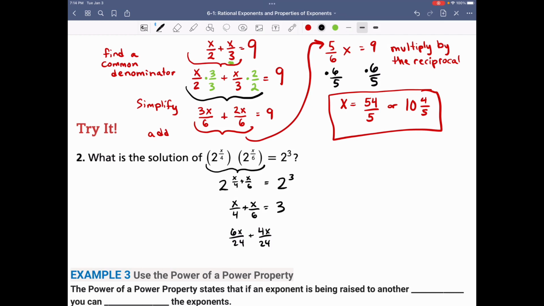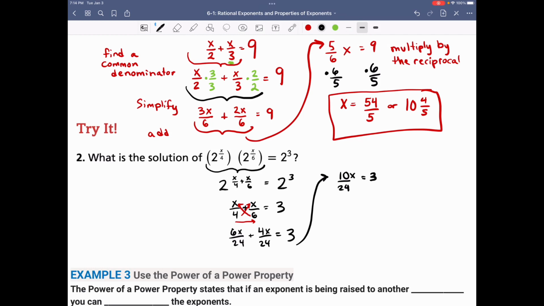And one way that I kind of remember that is we just move this one up here, multiply this one over here, and then multiply across to find the common denominator. That will equal 3. Now we just need to add. So that will give us 10x over 24 equals 3.